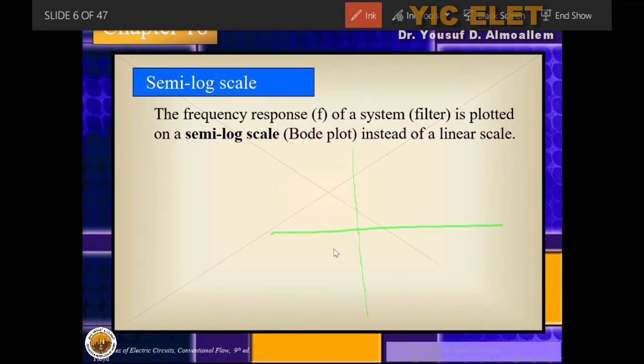So in the frequency response of a system, the x-axis will be the frequency, on a logarithmic scale. And here will be the system output or value, and this will be a linear scale. And this is the frequency. Okay.